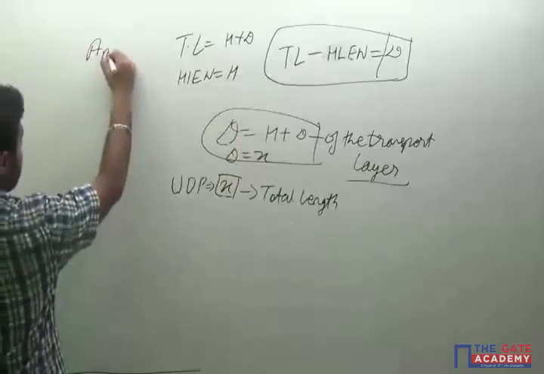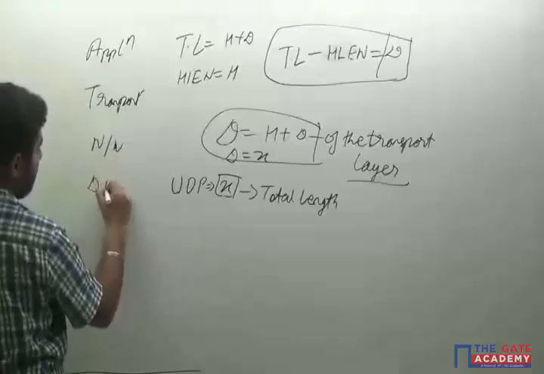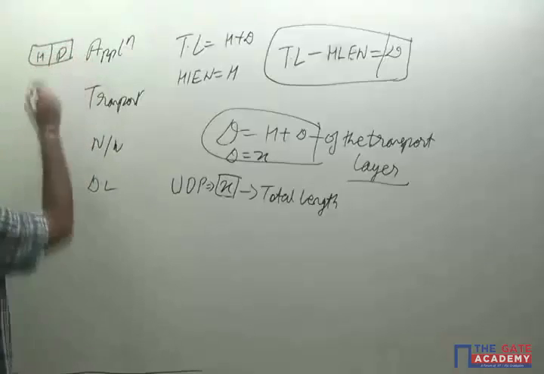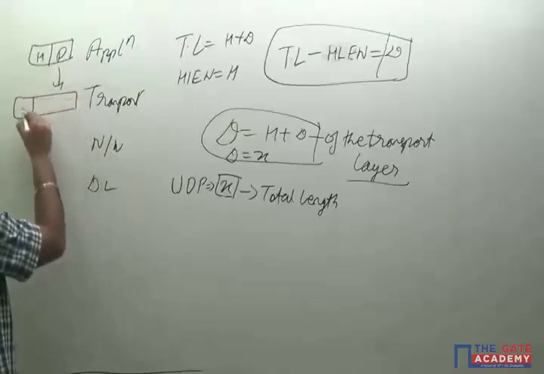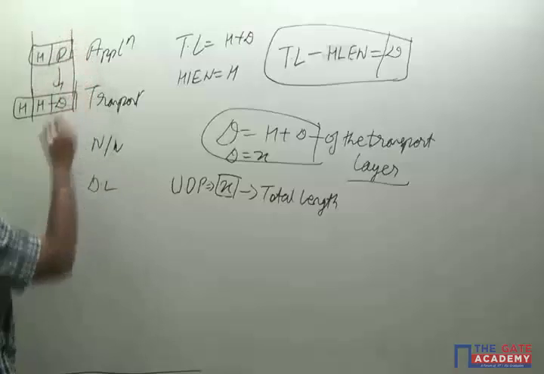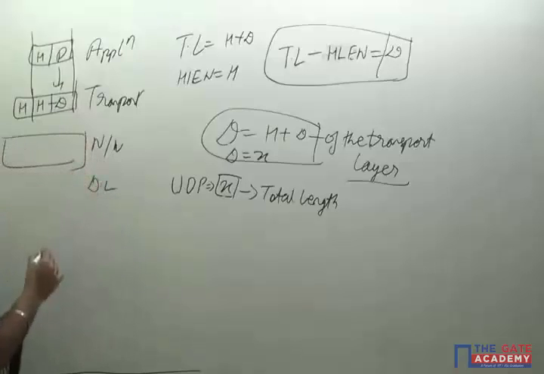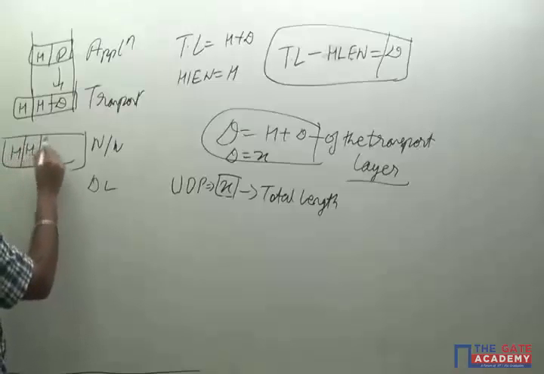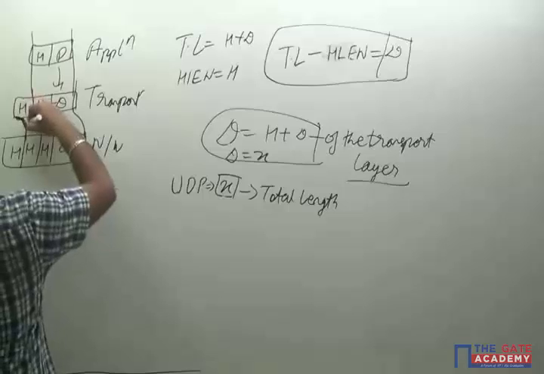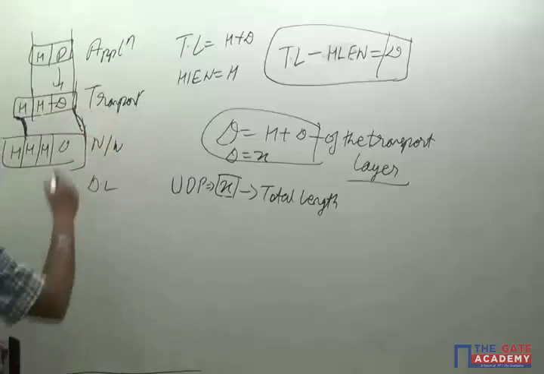This is the application layer, transport layer, network layer, data link layer. So what does every layer do? Data plus header. Again it will come to the transport layer, it will add its own header. So this is header plus data. This is nothing but this value. Then again it will come to the network layer. Here again it will add header plus data. This header is nothing but this value. This is data.